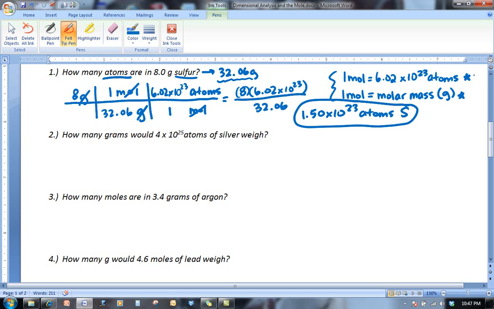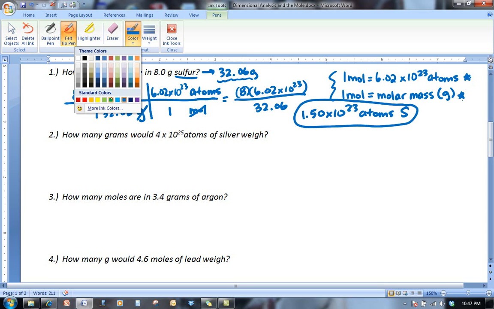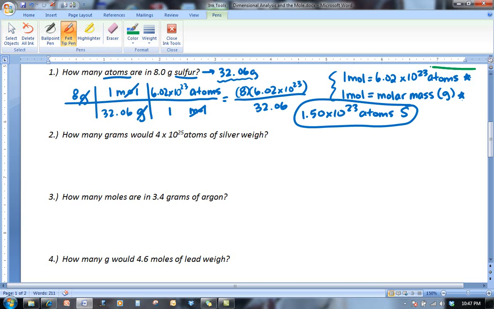Alright, so I'm going to keep these two conversion equations up there at the top. I'm just going to outline them here in a new color so that we don't forget about them, because we're going to be using them for mostly the rest of this page. Let's take a look at number two.